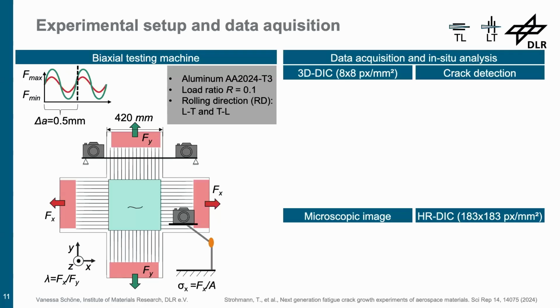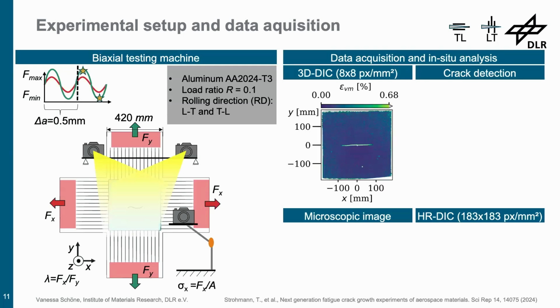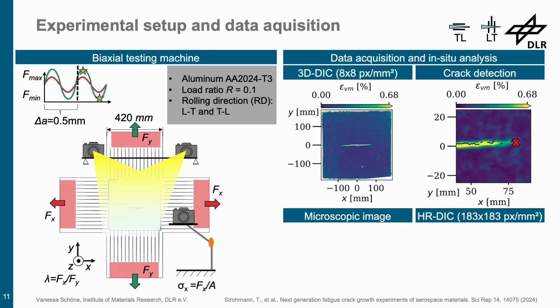So how does it work? The load is applied cyclically and in phase. That means that at defined points, we stop the machine at maximum and minimum load, and then the 3D DIC system captures an image. Here you can see the strain field. We capture the strain and displacement fields, and using the algorithm given in CrackPy, we can detect the crack in situ. That means we already know the crack tip position during the experiment.